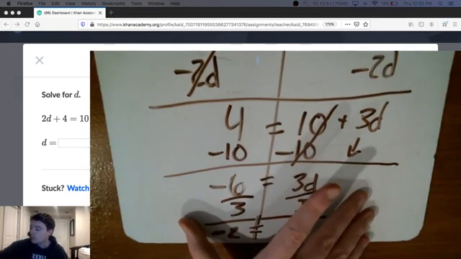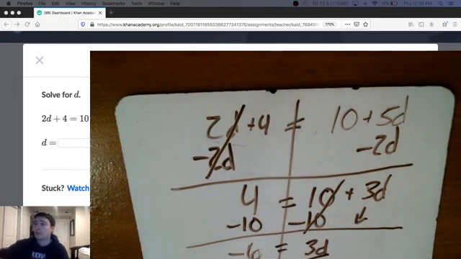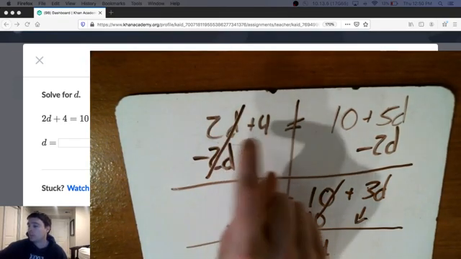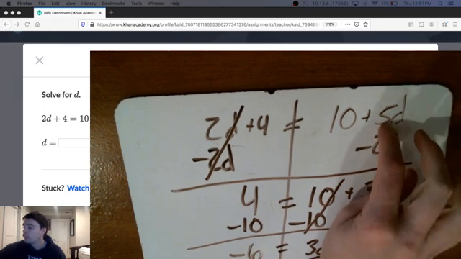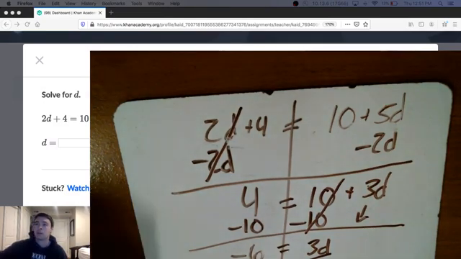If you really want to make sure you're correct, you could put a negative 2 up here. 2 times negative 2 would be negative 4. Negative 4 plus 4 would be 0. Over here, negative 2 times 5 would be negative 10. Negative 10 plus 10 would also make 0. The left and the right side produce the same thing.